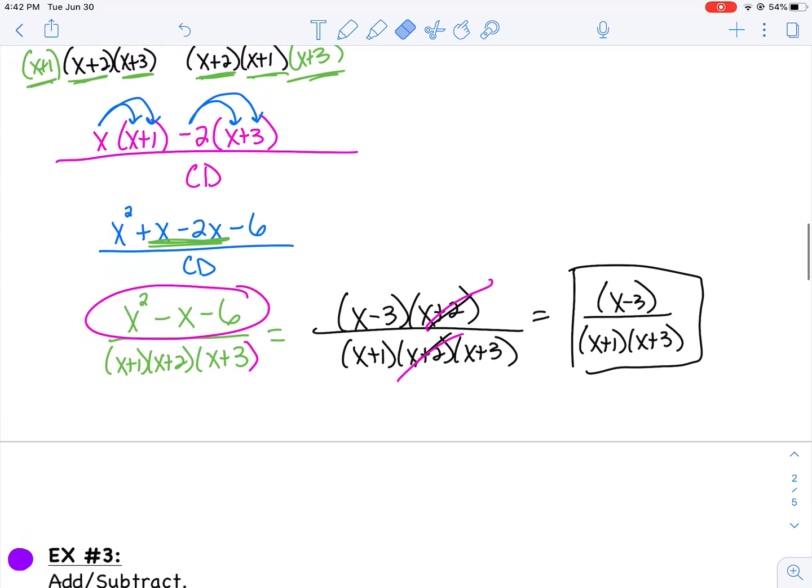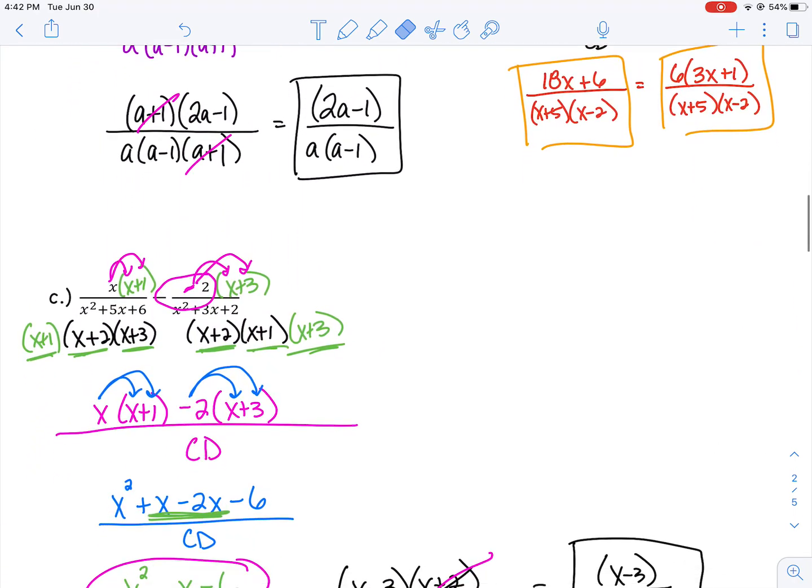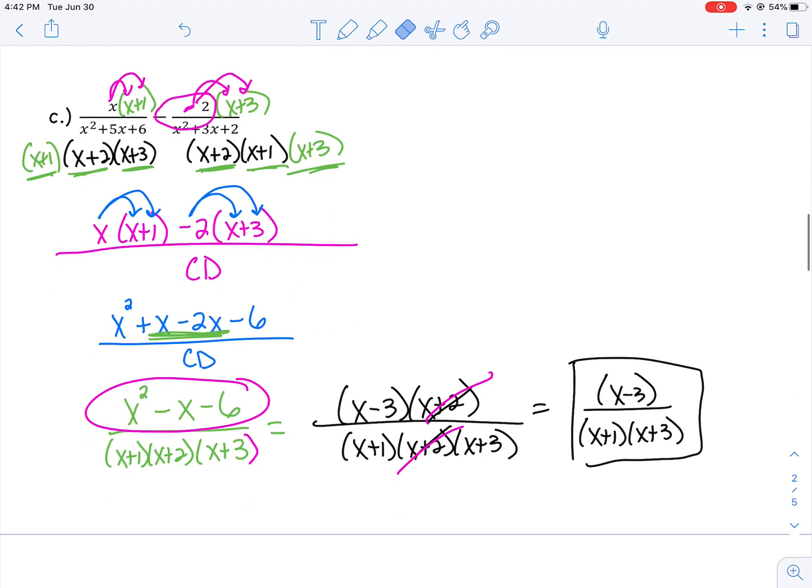All right, make sure you practice those. We're going to get a little more complicated here in the next video. So make sure that you work through example number 2, A, B, and C, before moving on to the next one.